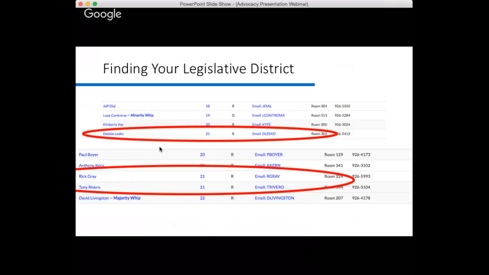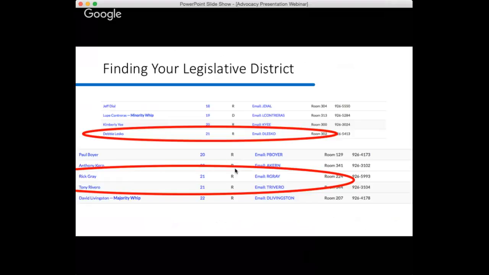So for District 21, you would go down and look for the 21. Debbie Lesko is the senator for District 21. There is an email for her, a phone number. The same for the 2 representatives, Rick Ray and Tony Rivero, District 21, email and phone number. So there's your contact information for your legislators.